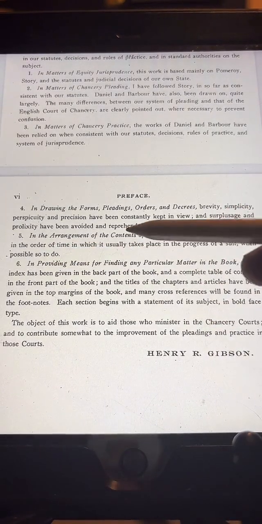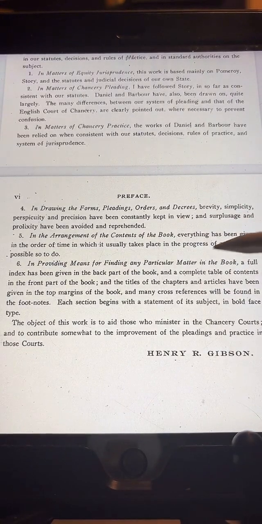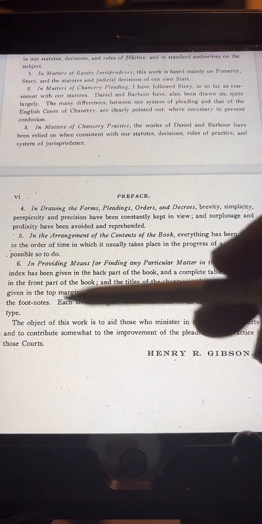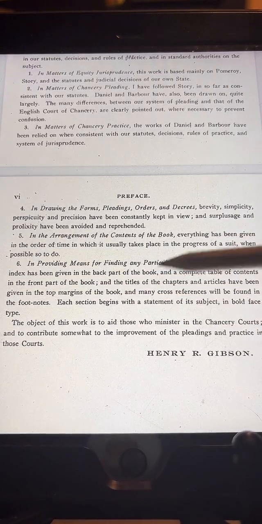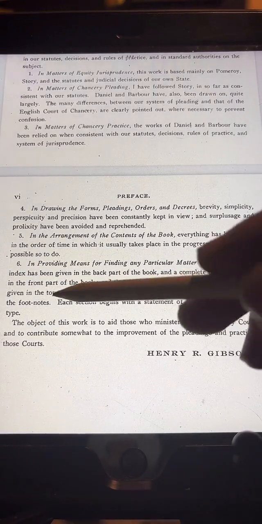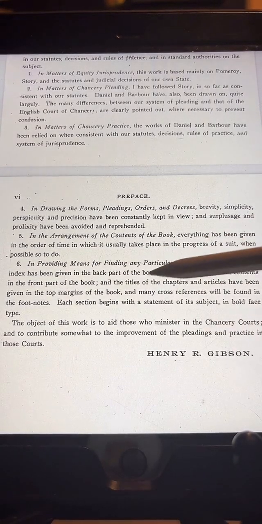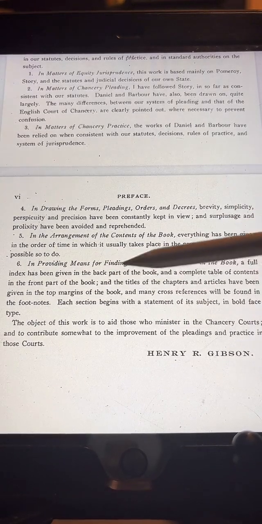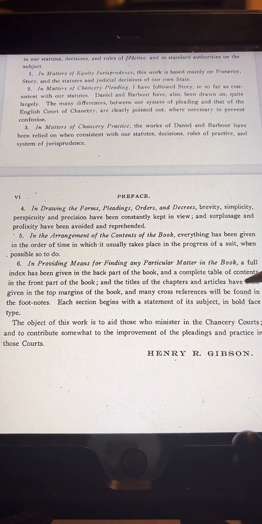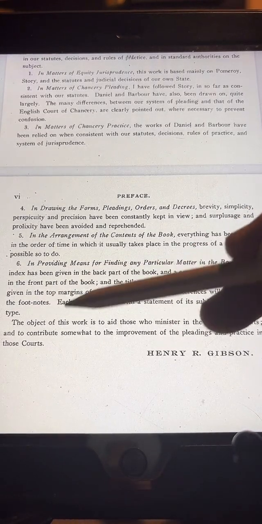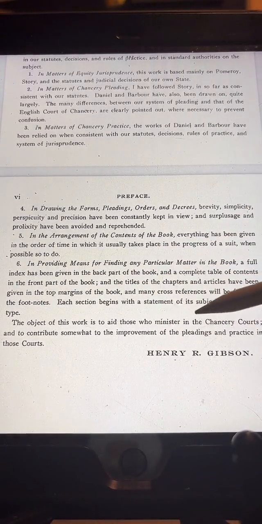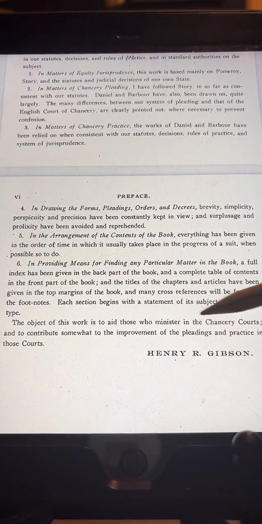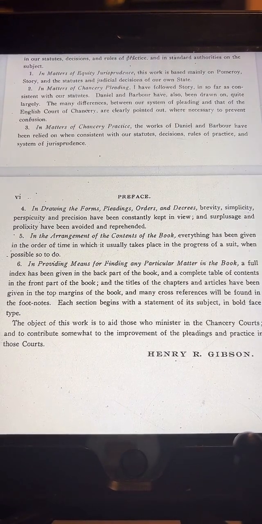In providing means for finding any particular matter in the book, a full index has been given in the back part of the book, and a complete table of contents in the front part of the book, and the titles of the chapters and articles have been given in the top margins of the book, and many cross-references will be found in the footnotes. Each section begins with a statement of its subject in bold-faced type, and the object of this work is to aid those who minister in the chancery courts and to contribute somewhat to the improvement of the pleadings and practice in these courts.